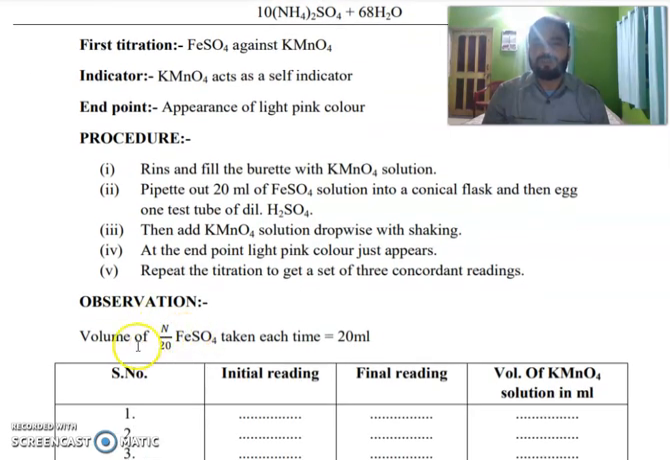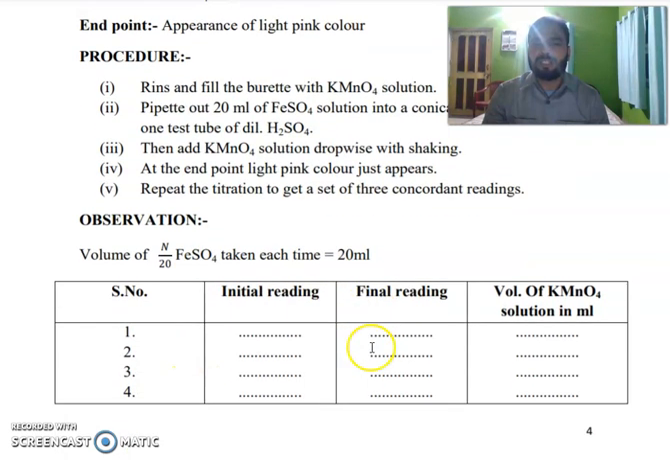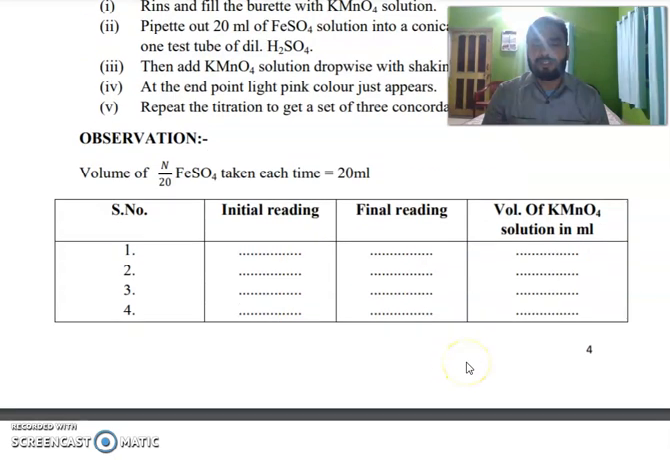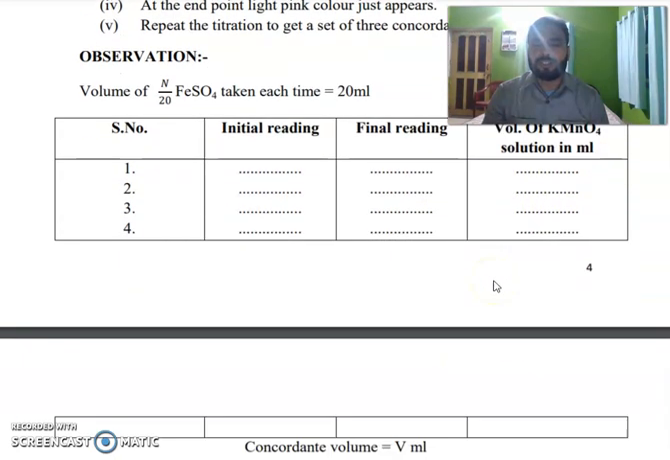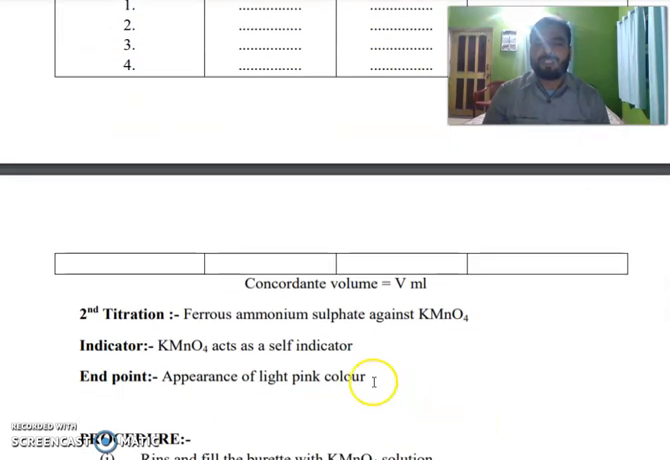So observations: volume of N by 20 ferrous sulfate taken each time is 20 ml. So you have to do 5 experiments, write it down: initial reading from the burette, final reading from the burette, and volume of KMnO4 solution in ml in each step, and then take the average concordant volume V ml.